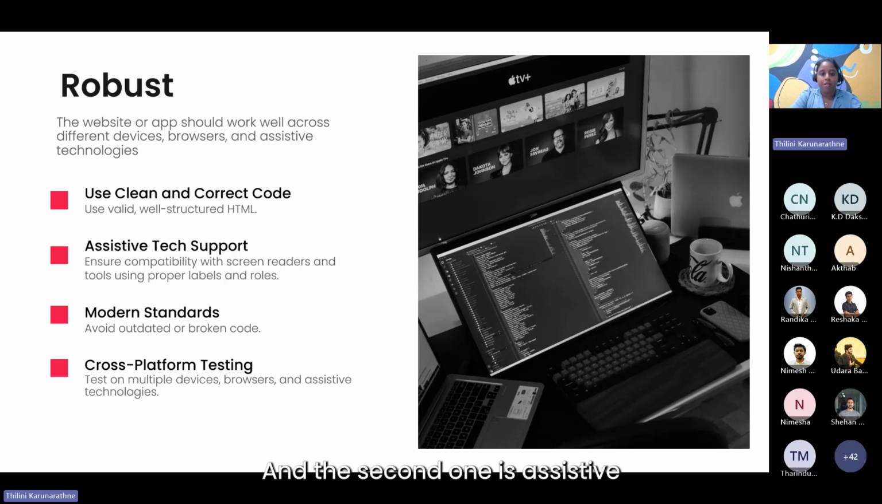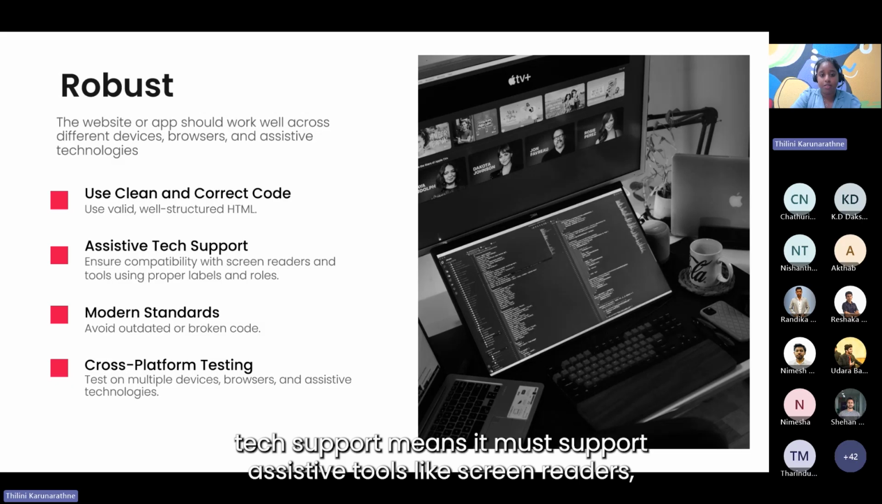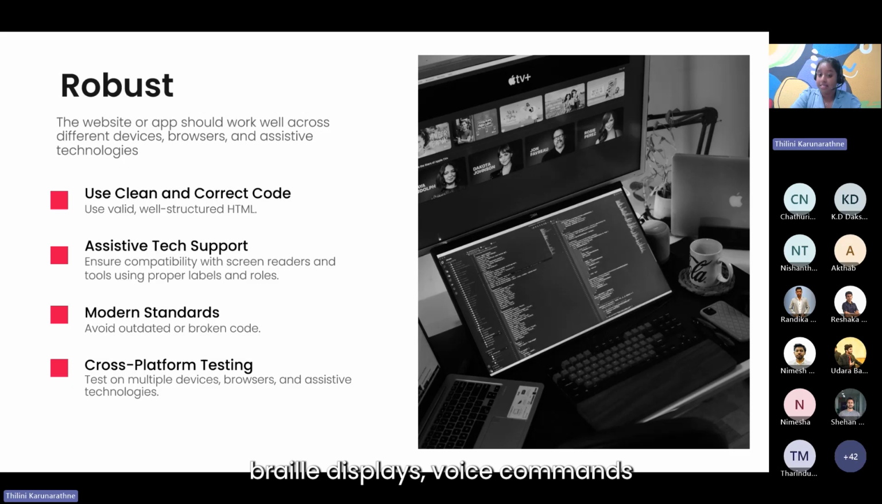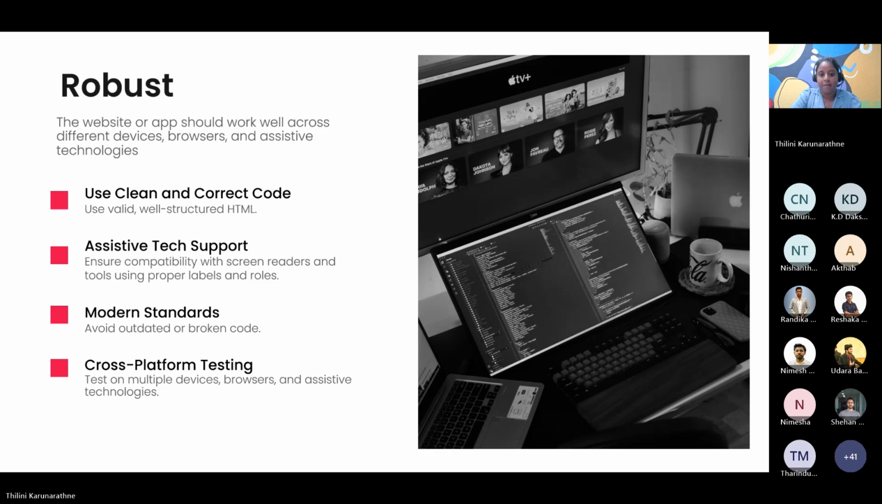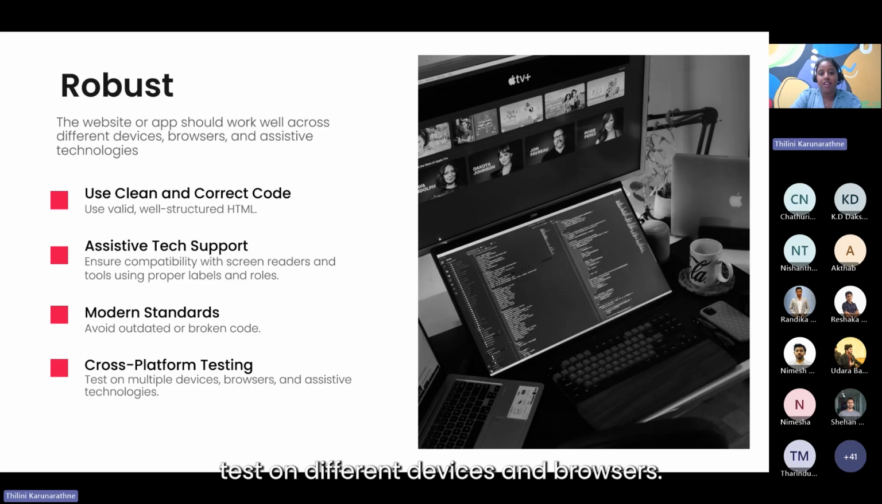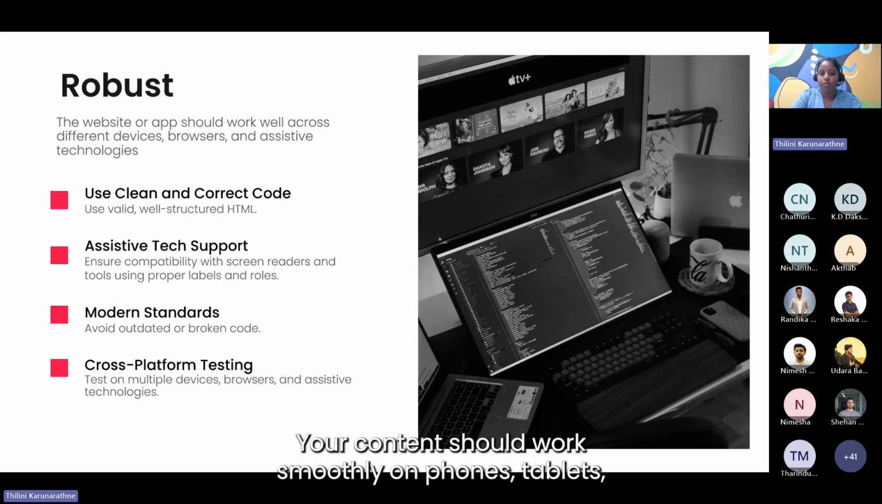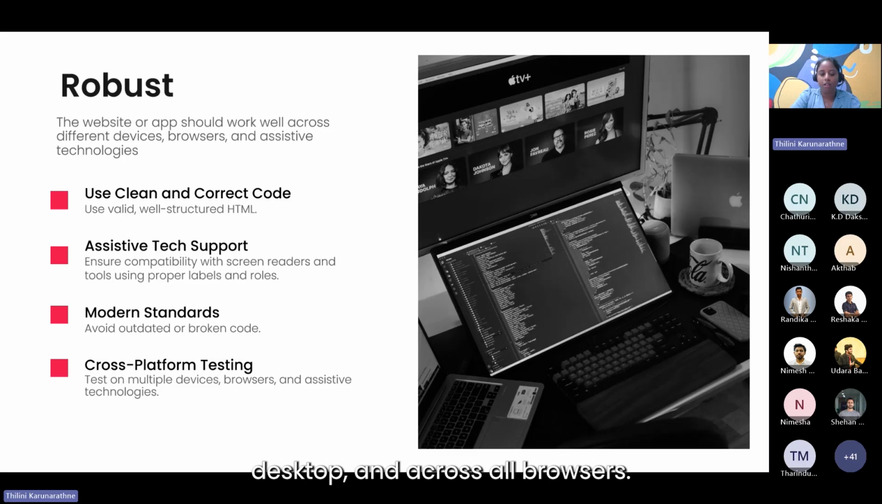And the second one is assistive tech support, which means it must support assistive tools like screen readers, braille displays, voice commands, or speech input tools. And the next one, modern standards. Also, I can say avoid broken code. That means make sure your code is complete because missing tags can confuse assistive technologies. And the last one, test on different devices and browsers. Your content should work smoothly on phones, tablets, desktop, and all across browsers.